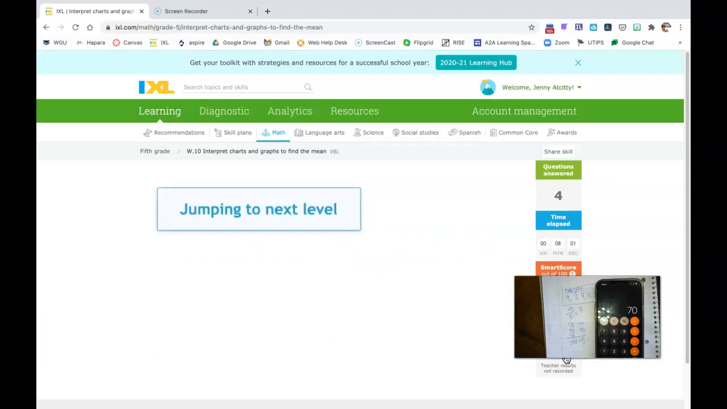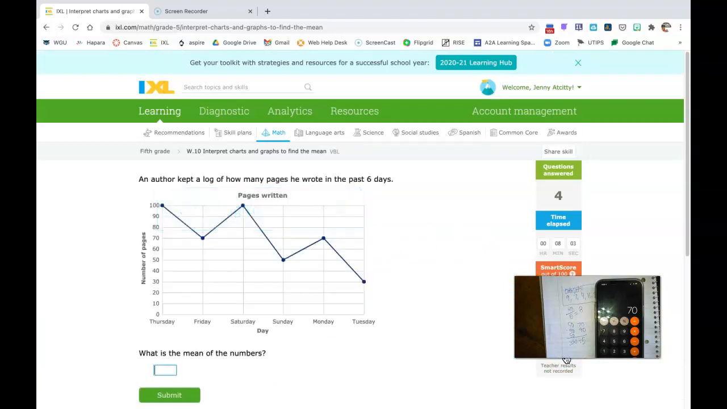So let's do one more. Let's move up another level to a harder one. Let's go up a little bit more to the next level. This one is another line graph. Line graphs, you have to be careful again. Well, let's just stick on the line graph because my screen seemed to have frozen.